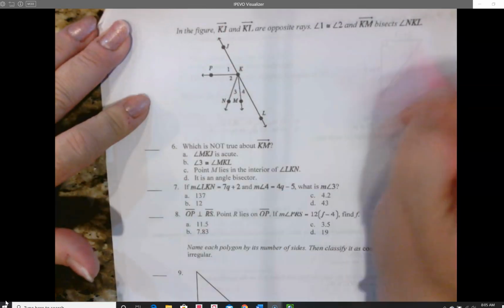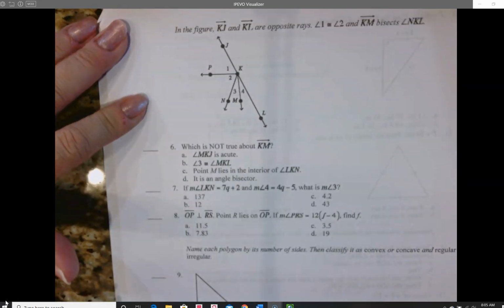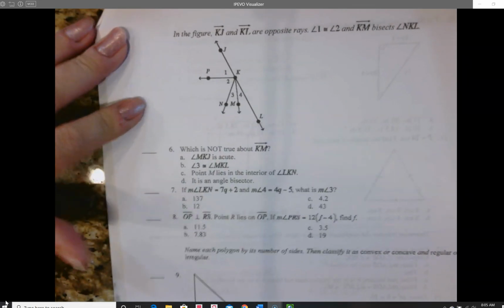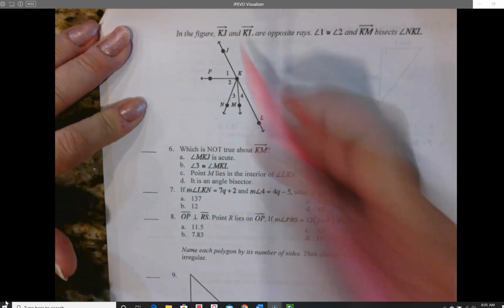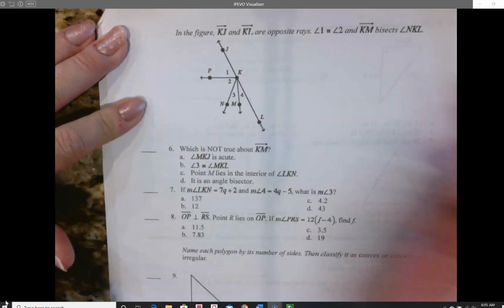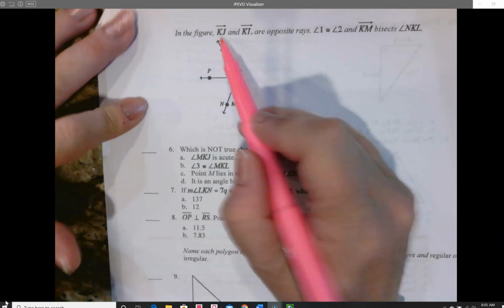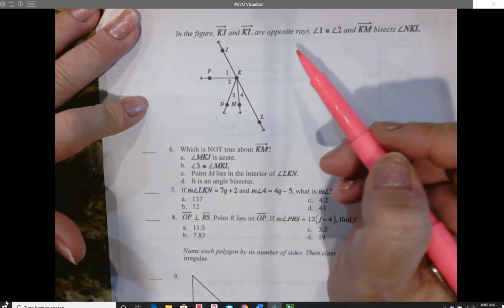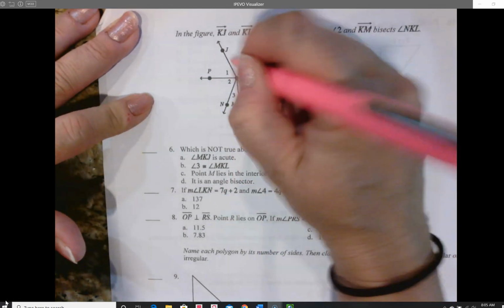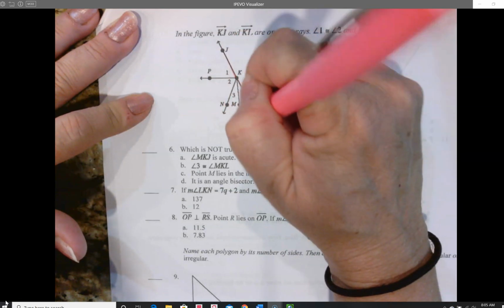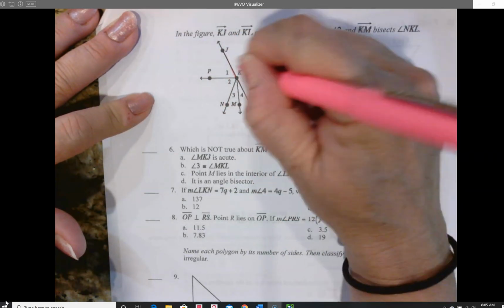Number 6, we have a new diagram. So I'm going to read and mark, and this is pretty critical on the ACT because anything tricky that they give you could be from the given statements. So KJ and KL are opposite rays. That means this is a straight line. That's the definition of opposite rays. It makes a straight line.